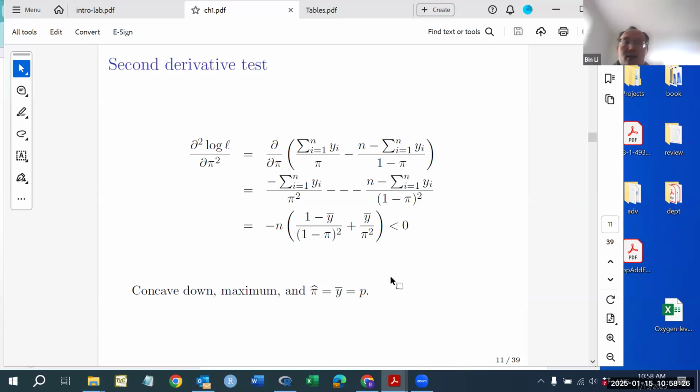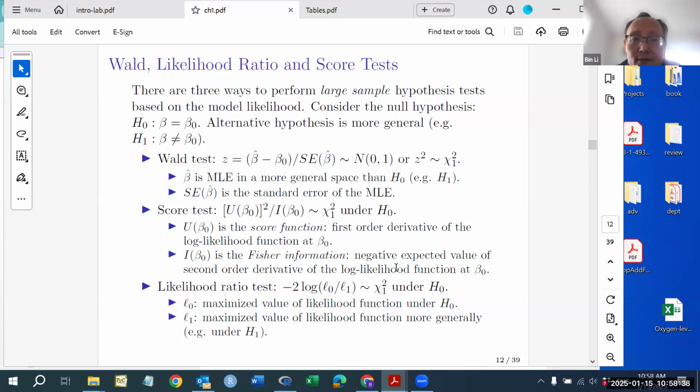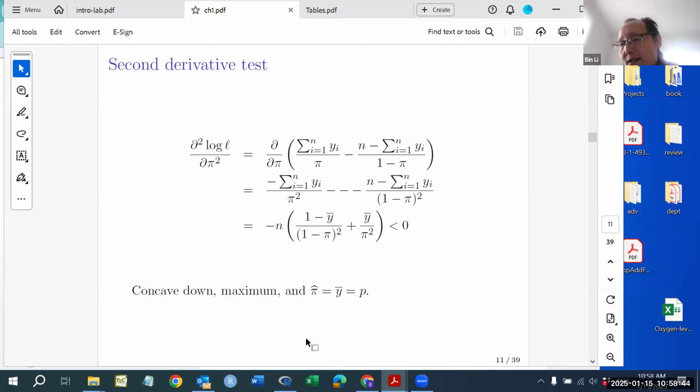So that tells us the sample proportion is the best estimate of pi, the population parameter. This is what we call in statistics a point estimate. Why is it called a point estimate? Because it just gives you one value. Is it useful? Yes. But is it very useful? No. Why? Because we don't know the uncertainty.